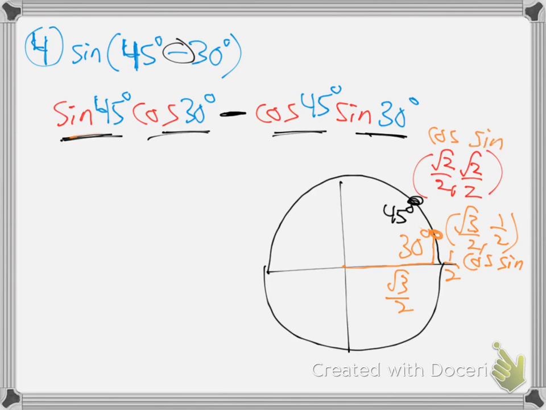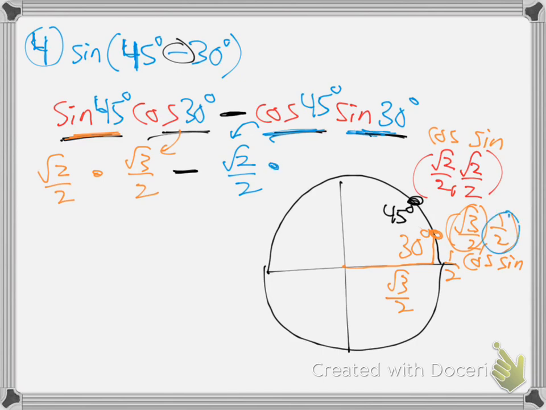All right, so let's go through them. Sine of 45, that's root 2 over 2. Sine 45 is always root 2 over 2. Cosine 30, so that'd be the root 3 over 2, wouldn't it? Minus. And then next comes cosine 45, that's root 2 over 2. And then sine 30, here's 30 degree sine is a half. Good to there? Then we just multiply these fractions.